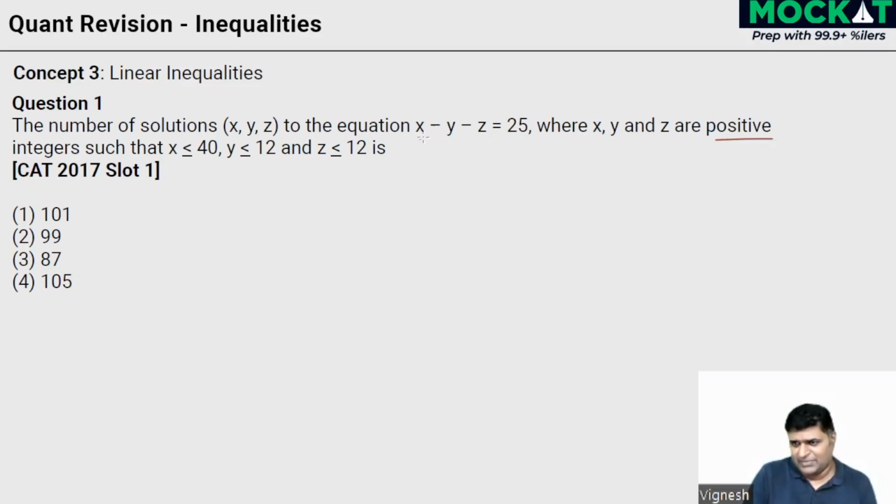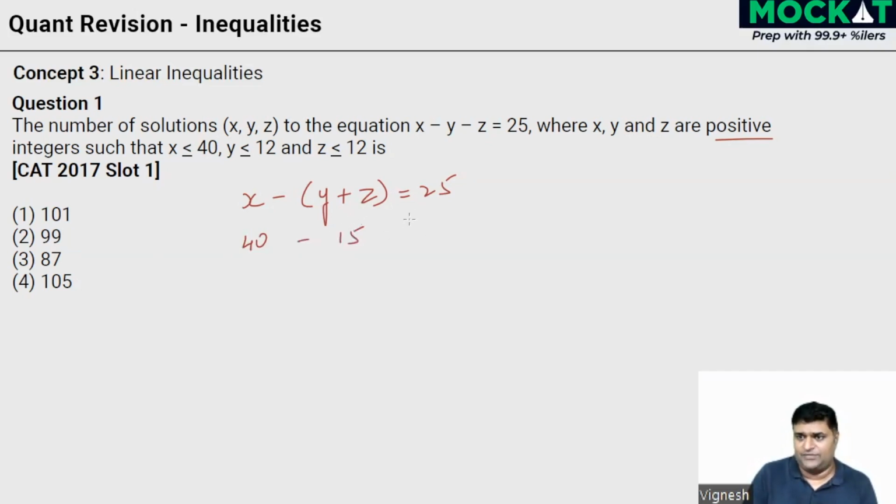That's the first step. Now x minus y minus z, and y and z are similar in the sense of the inequality part, less than or equal to 12. So let me rewrite it as x minus of y plus z equals 25. Now I need to find all possible solutions of x, y, z, and these numbers are quite big as well. So what is the largest possible value x can take? It can take 40. If x is 40, then y plus z for sure has to be 15 for this to hold good.